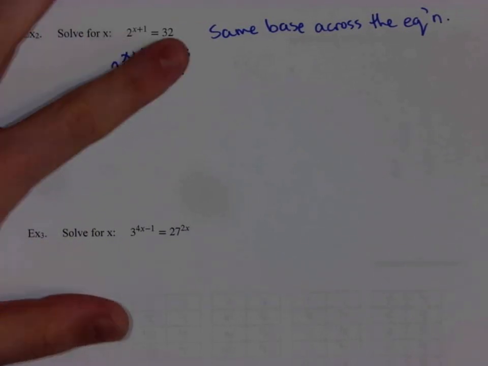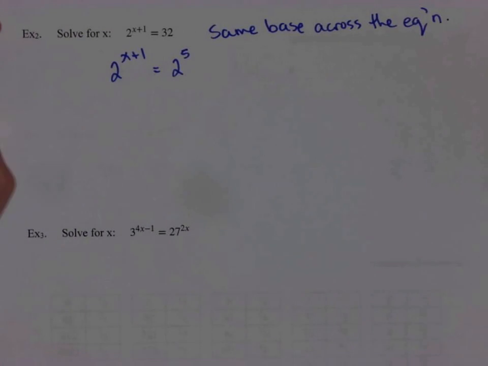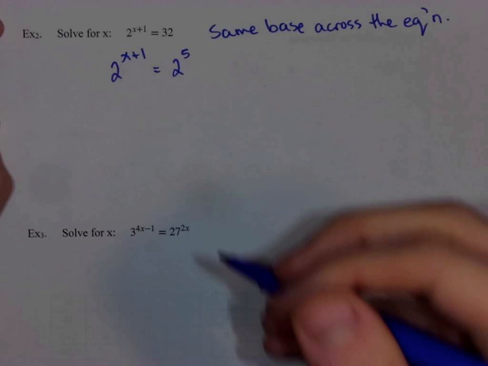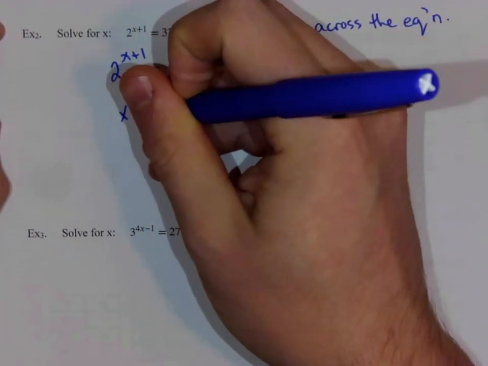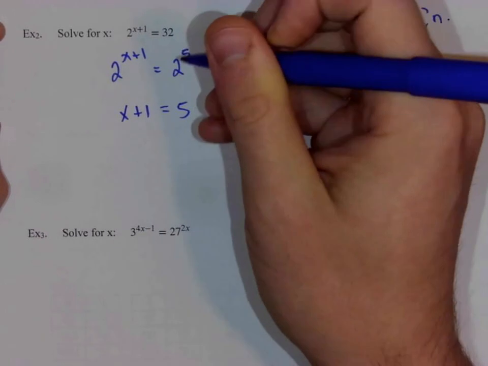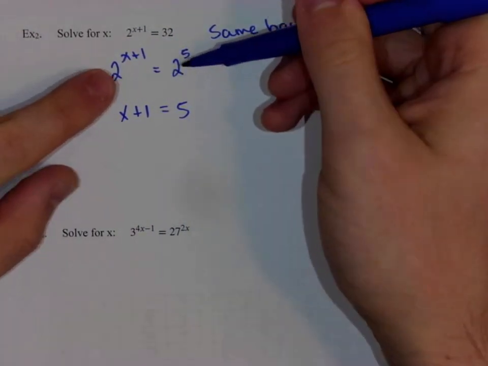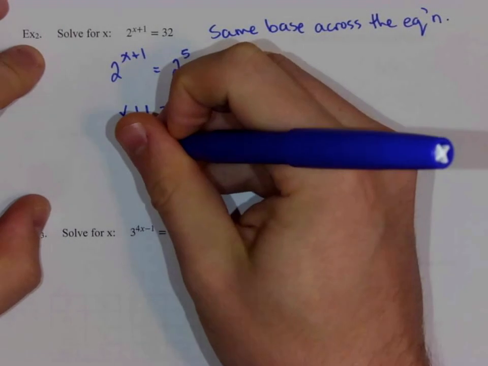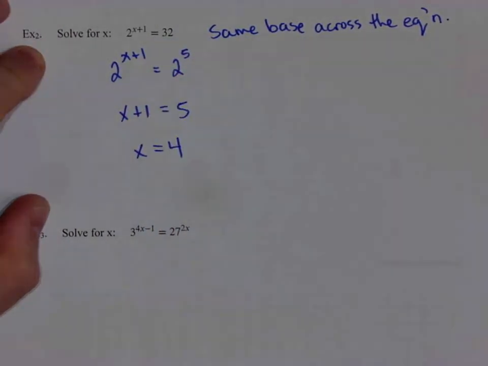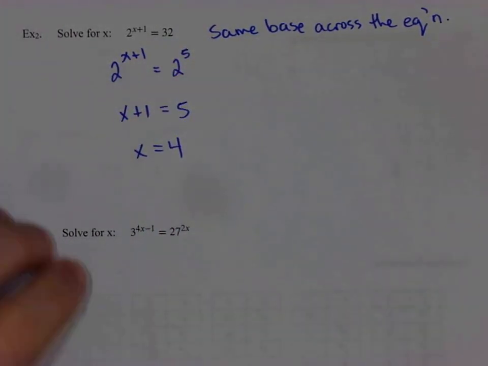I double check to see if there's any work to do in the exponent, whether it's multiplication or maybe some sort of product or quotient rule from grade 9 math. There's nothing to do there right now. So the 2's will actually disappear and you're left with x plus 1 equals 5. Because at this point, the bases are equal, which must mean that their exponents are equal as well. And x equals 4. So that's example 2.